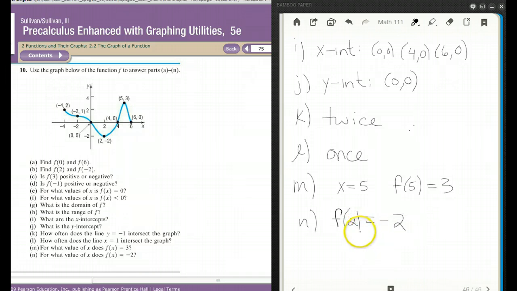Okay, good. Excellent. So that's example number 10 from section 2.2. That should answer some of your questions about how to find domain and range from a graph, as well as finding some values of functions and some other fun stuff. Okay, on to the video for 2.3.